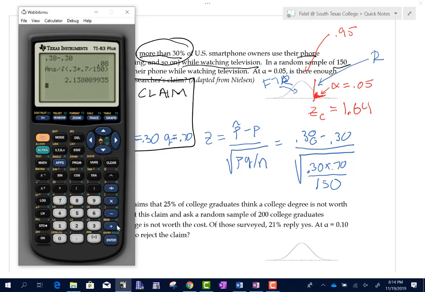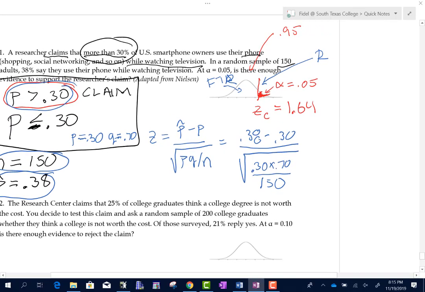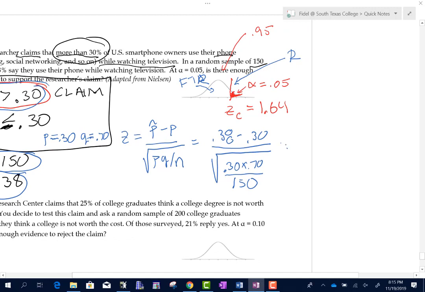Let's take a look at the z-value that we came up with. Guys, to two decimal places, 2.13 or 2.14? Right here, I'm coming up with 2.14. Let me ask you a question. Do we fall in the reject or the fail to reject region? We're going to fall into the reject region, because if this is 1.64, over here is going to be 2.14. So we're going to reject the null.